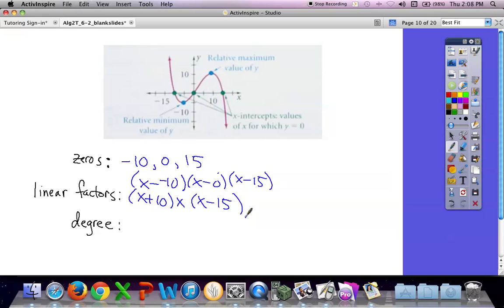The one that we always make a mistake on is when you have a 0 of 0, that X is the factor, right? That's the one that we always mess up. Now, looking at the shape of the graph, what would you say is the degree? Meaning the highest power.